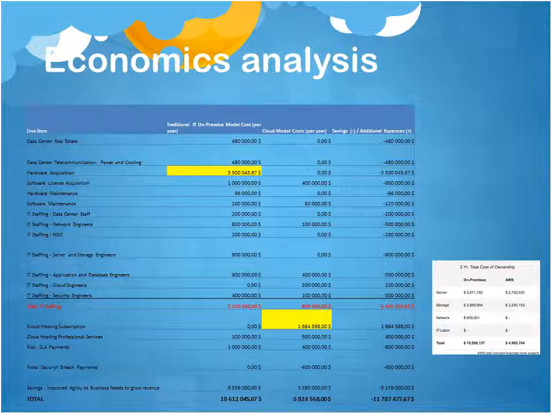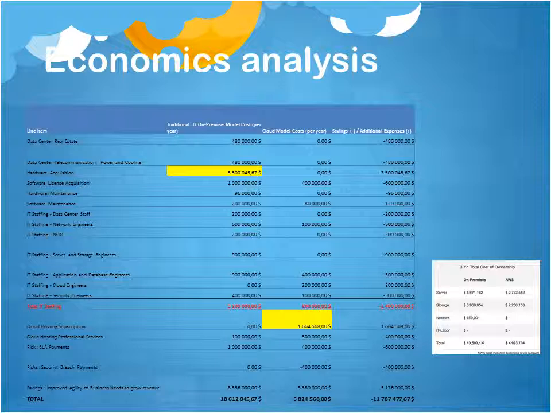The hardware maintenance is also going to be removed. Currently, we are paying $96,000 per year for hardware maintenance. Almost $200,000 for software, which will become $80,000. And then we have IT staffing for data center, $200,000, and $600,000 for network engineer.